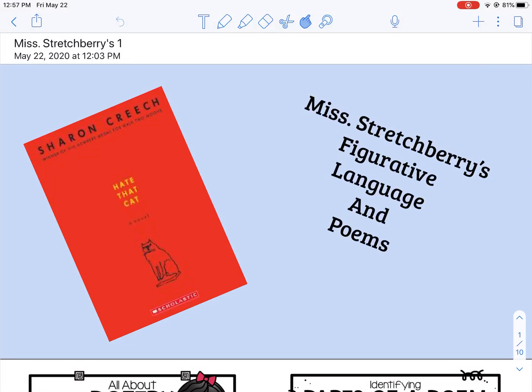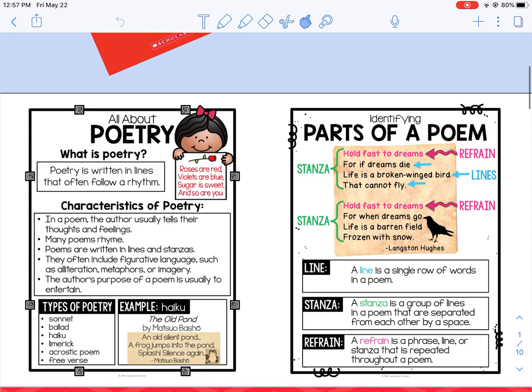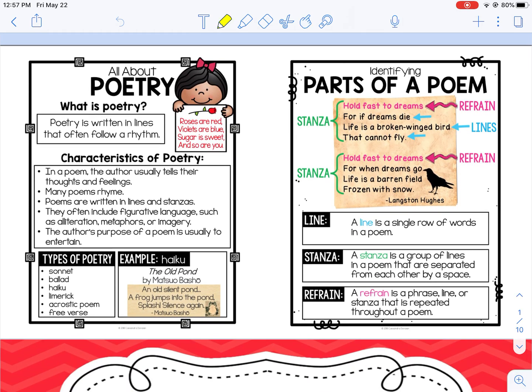Hi everybody, these are the poems that go with this week's chapters we'll be reading in Hate That Cat. So this is Miss Stretchberry's figurative language and some of the things she talks about to Jack while he's writing his journal. So here we go. First of all, we're just going to review some of the things we've already learned about poetry.